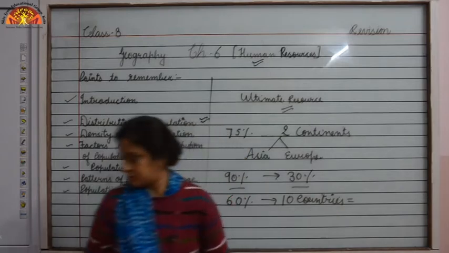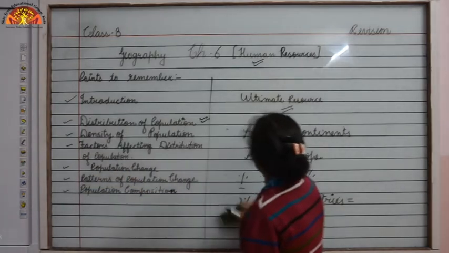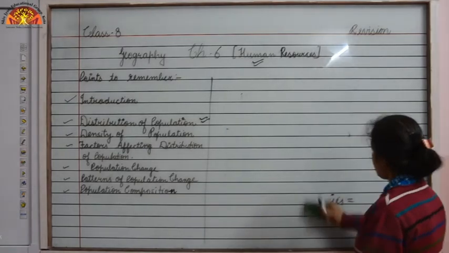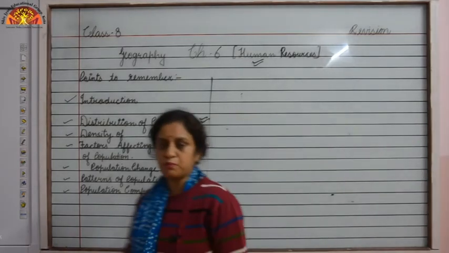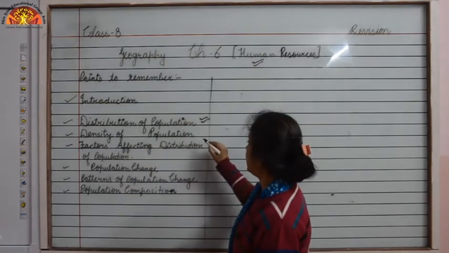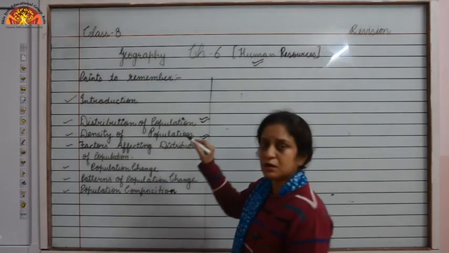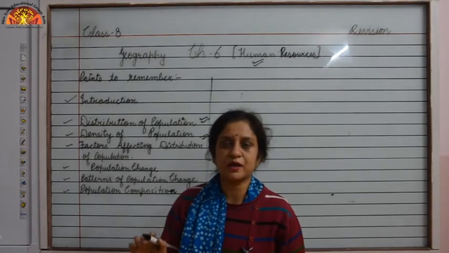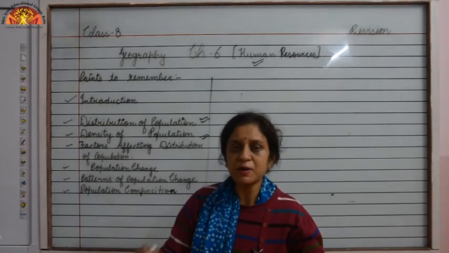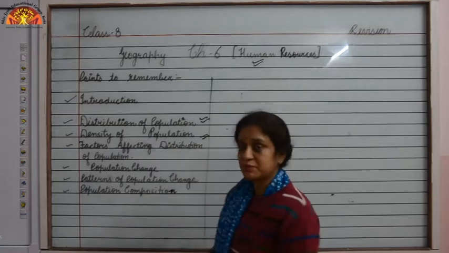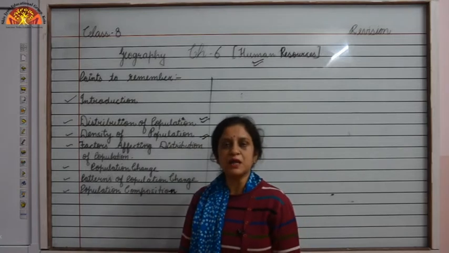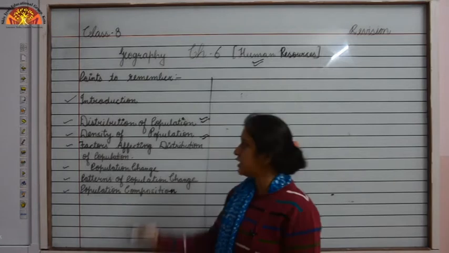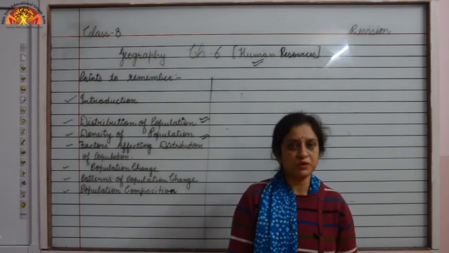The next, density of population. If we talk about density of population, it means the number of people living per square kilometer. The density of population means the number of people living in a unit area of earth's surface is called density of population.